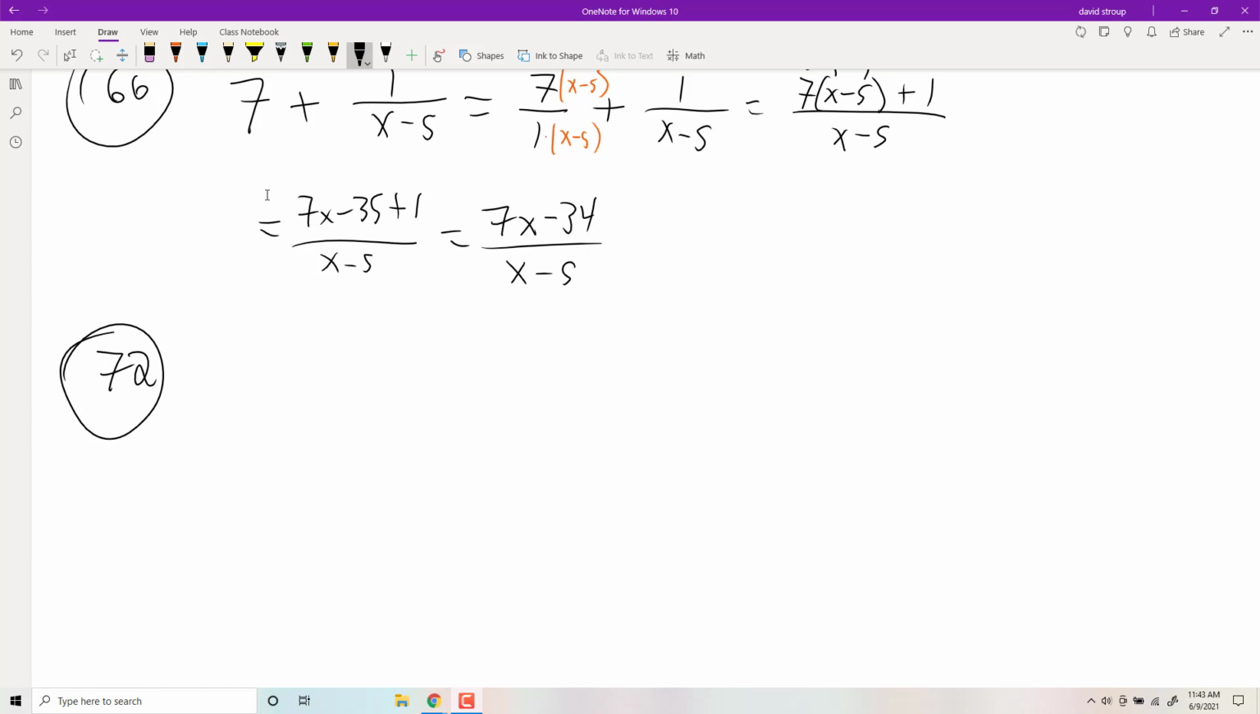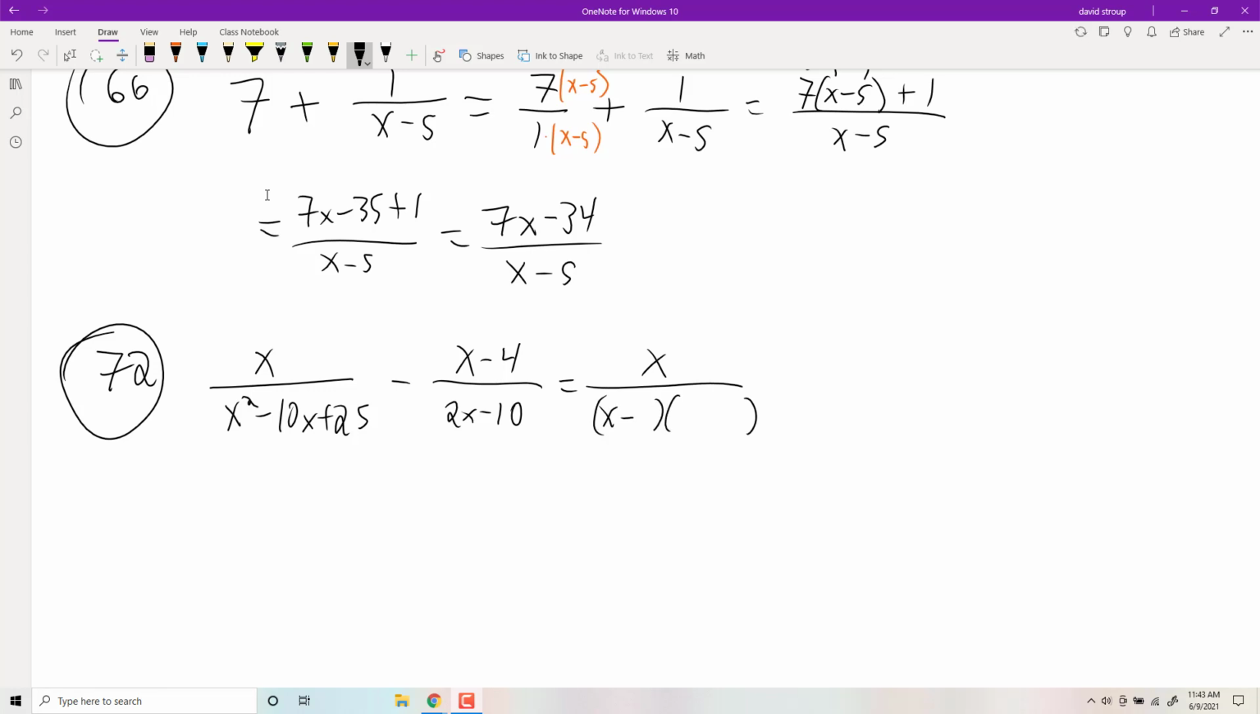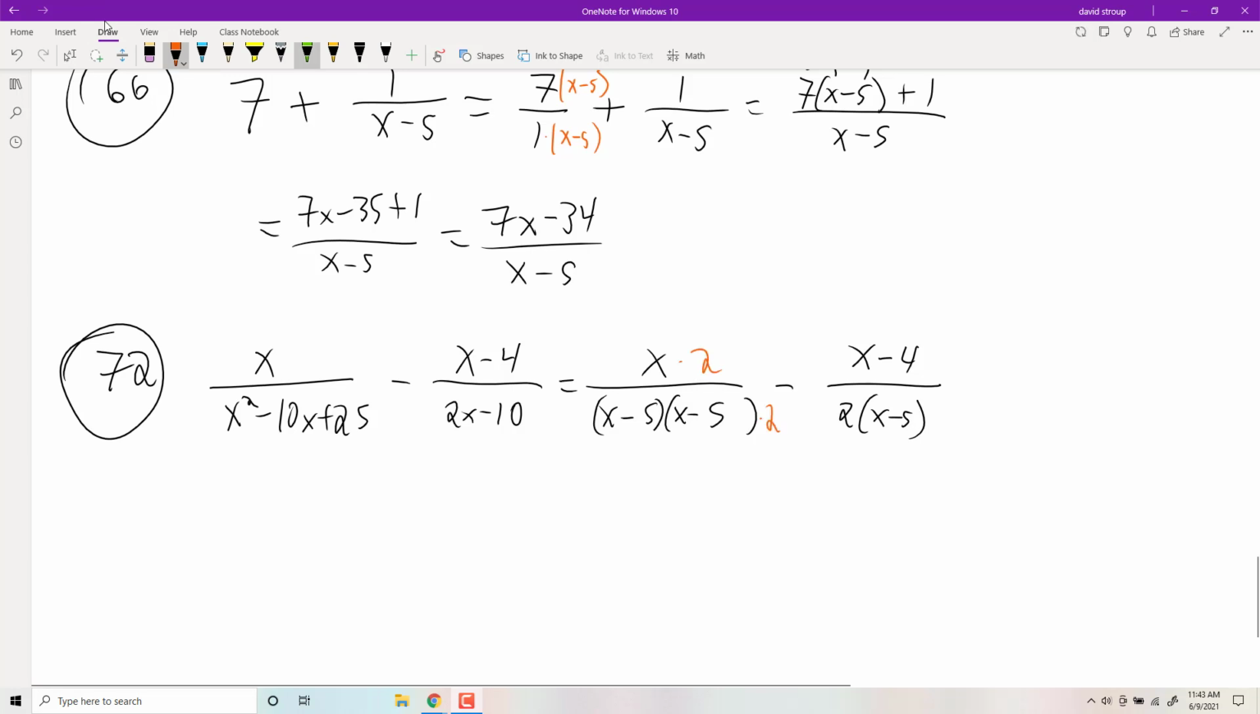Okay, x all over x squared minus 10x plus 25, minus x minus 4 over 2x minus 10. So I have to factor first. I have x over, that's a perfect square trinomial, so x minus 5 and x minus 5. Minus x minus 4 over the denominator, you could factor a GCF of 2 out, 2 times x minus 5. So the first denominator is missing a factor of 2. The second denominator is missing another factor of x minus 5.